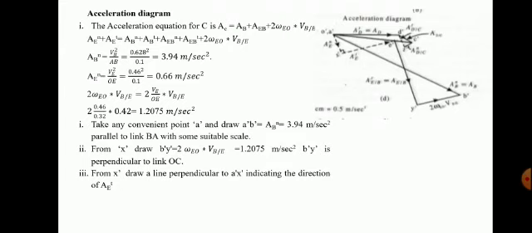This will be equal to 1.2075 meter per second square. That is what you have calculated. Then each acceleration component is divided into a normal component and a tangential component.